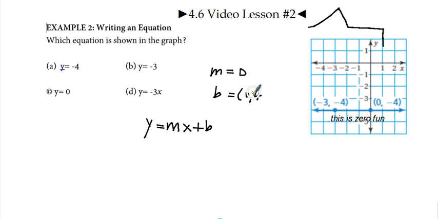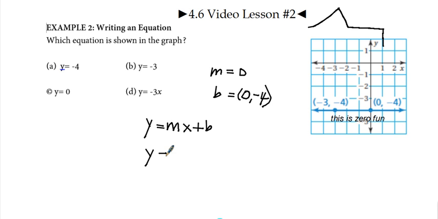The graph is crossing the y-axis at -4. I'll rewrite that: 0, -4. It's that point right there. That is where the graph is touching the y-axis. So we're going to put all this information into our slope-intercept form equation.